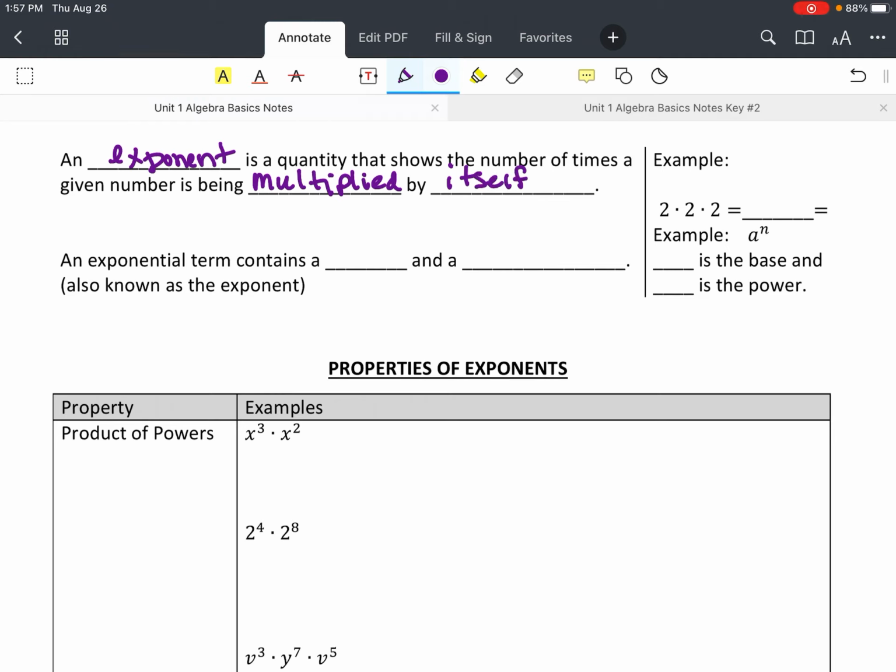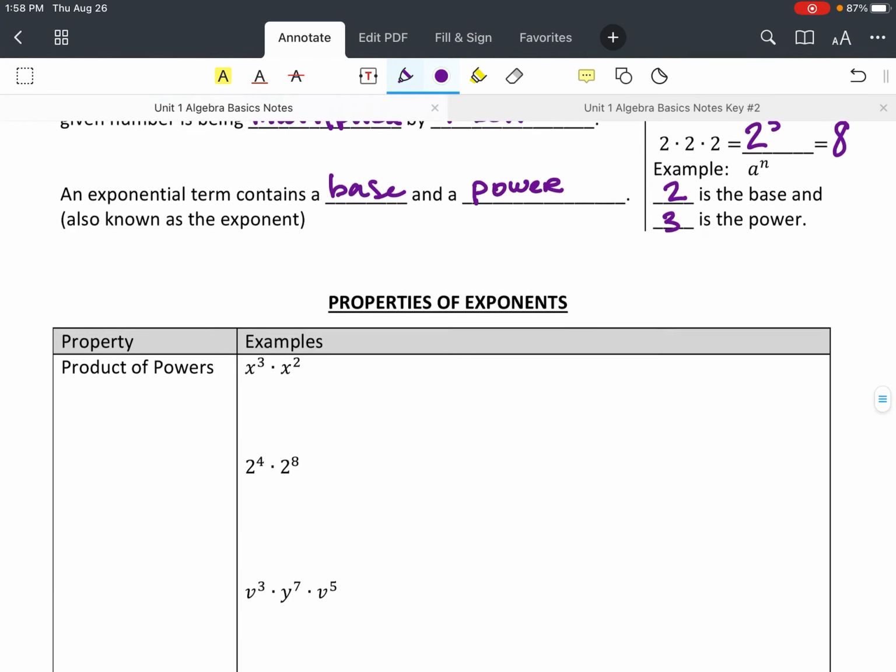An exponential term contains a base and a power, which is also known as an exponent. In this example, we have 2 times 2 times 2, which we can also write as 2 to the power of 3, which is equal to 8. In this example, 2 is the base, that's the big number. 3 is the power or the exponent, it is the small number in the right-hand corner.